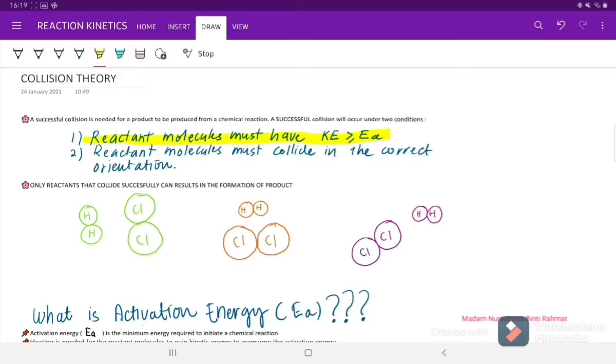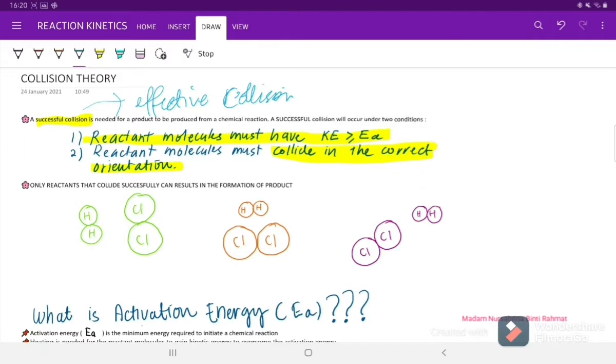So what is activation energy? I'm going to elaborate further about activation energy towards the end of this video. Secondly, the reactant molecules must collide in the correct orientation. Another word for successful collision is effective collision. Some reference books refer to successful collision as effective collision, so don't get intimidated by this.